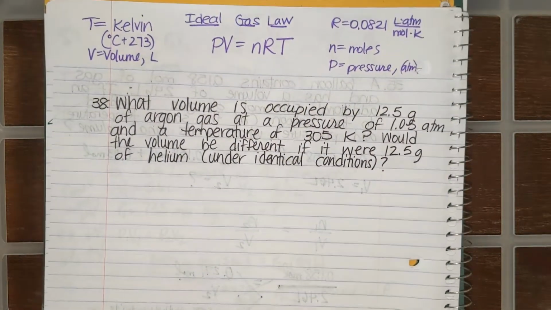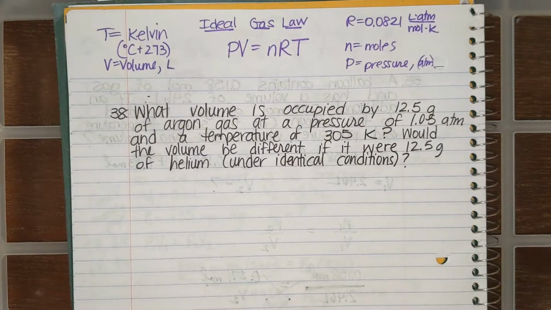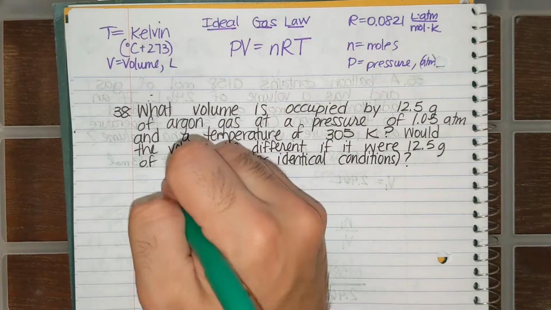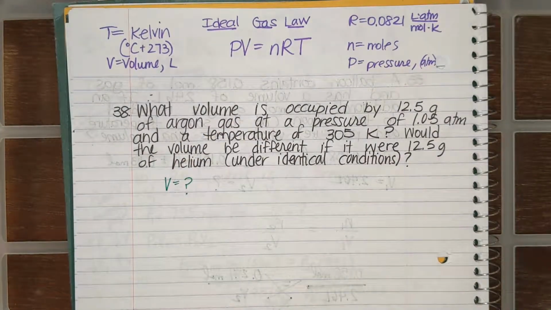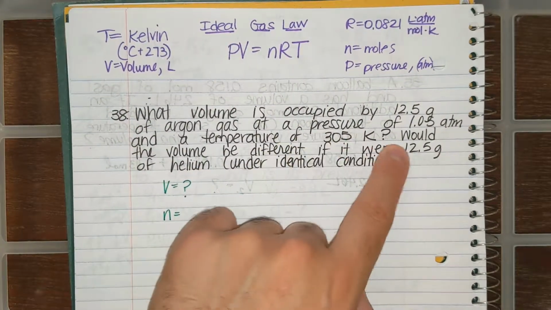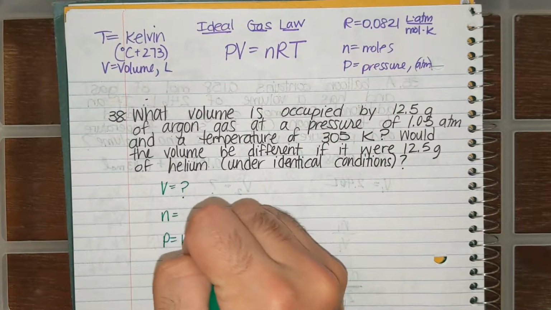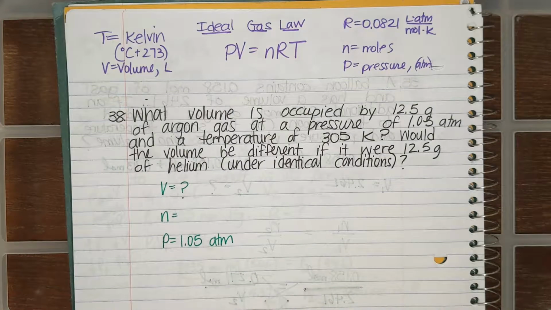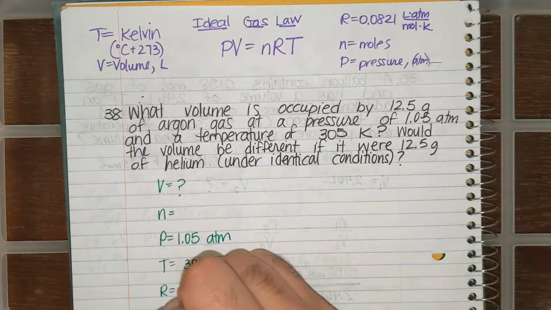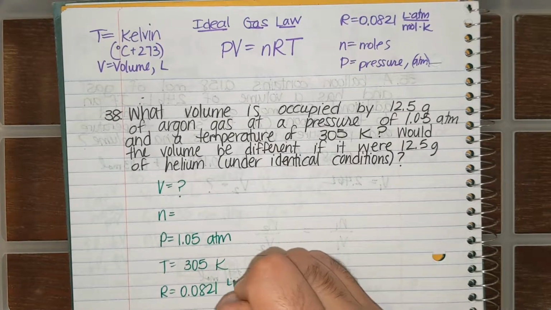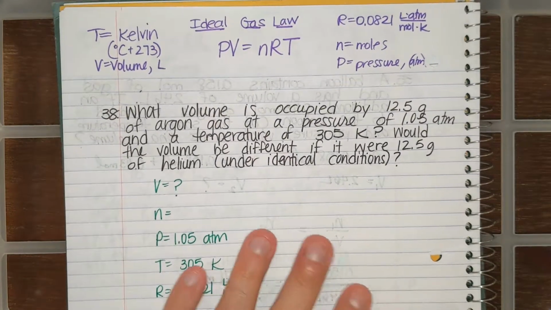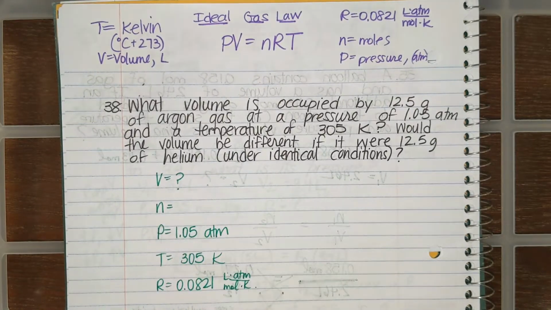So I just wanted to show you how you would use this equation in an example. It says what volume, so I'm looking for V, right? I don't know V. What volume is occupied by 12.5 grams of argon at a pressure of 1.05 atmospheres and a temperature of 305 Kelvin. R is 0.0821 liters times atmospheres per mole Kelvin. And then it asks later, would the volume be different if it were 12.5 grams of helium?